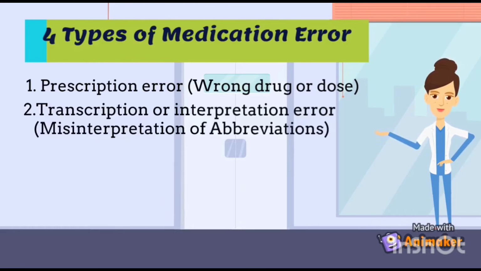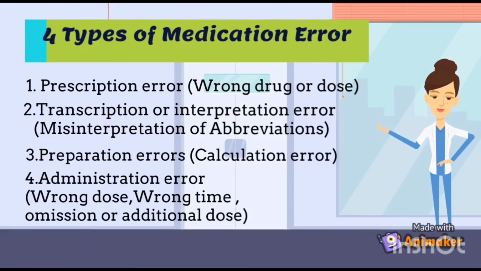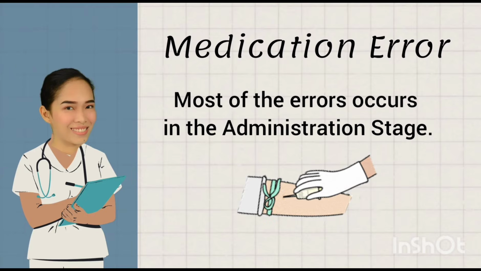Second, transcription or interpretation error. These include misinterpretation of abbreviation. Third, preparation errors. The example are calculation error. Fourth, administration error. For example, wrong dose, wrong time, omission, or additional dose. Most medication errors occur during the administration stage.